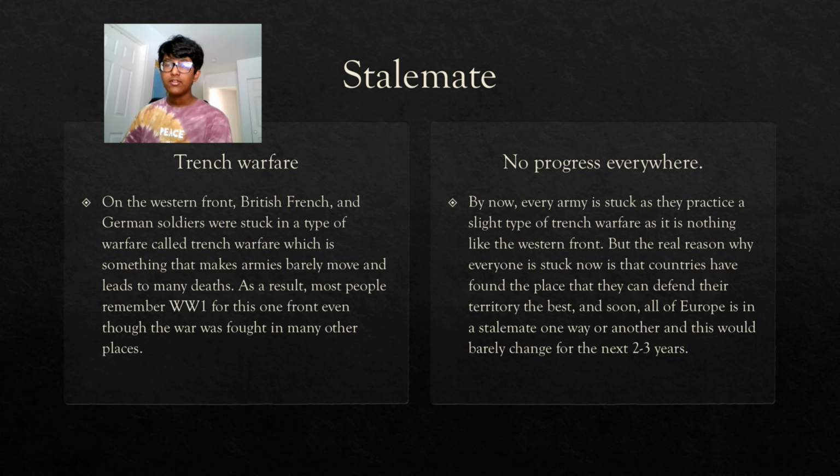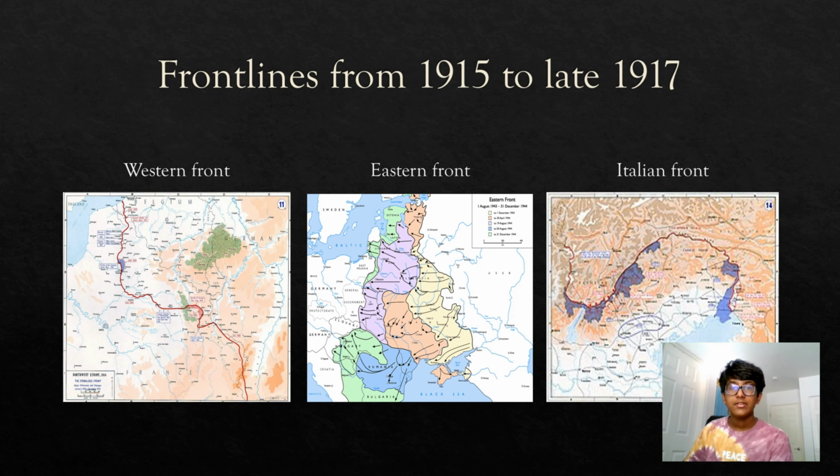And by now, every army is stuck, as they practice a slight type of trench warfare, as even though it is nothing like the Western Front, it still leads to a lot of deaths. But the real reason why everyone is stuck now is that countries have found a place that they can defend their territory the best, and soon all of Europe is in a stalemate one way or another, and this will barely change for the next 2 to 3 years. Here are the front lines from 1915 to 1917 that were stuck in a stalemate because each front practiced their own type of warfare. So let us look at an overview of each front.